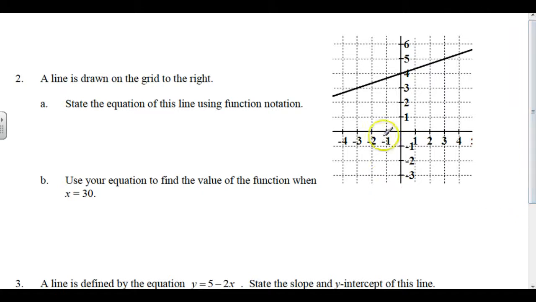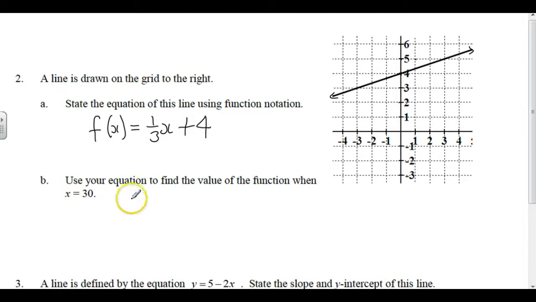A line is drawn to the grid on the right. Remember, real lines have arrows. State the equation of this line using function notation. Okay, so we have a y-intercept of 4, and we've got a slope of 1, 2, 3, 1/3. So function notation says f of x is equal to m, slope 1/3. Oops, that's an x, not an m. 1/3 x plus b, which is 4. So f of x is 1/3 x plus 4.